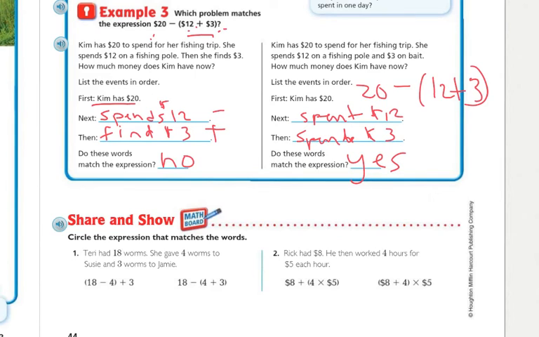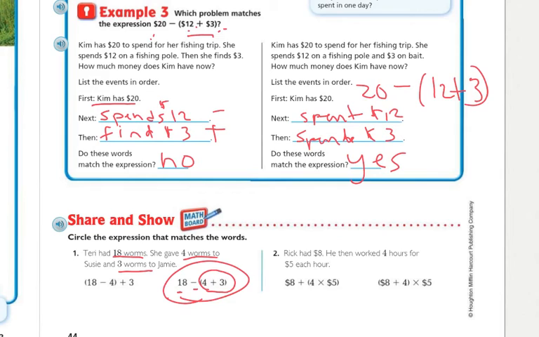Circle the expression that matches the work. Terry had 18 worms. She gave 4 worms to Susie and 3 worms to Jane. So if she's giving away 3 worms and she's giving away 4 worms, she's taking both of those away. So if I have 4 worms plus 3 worms and I'm taking them away from the original 18, this is going to be my expression.